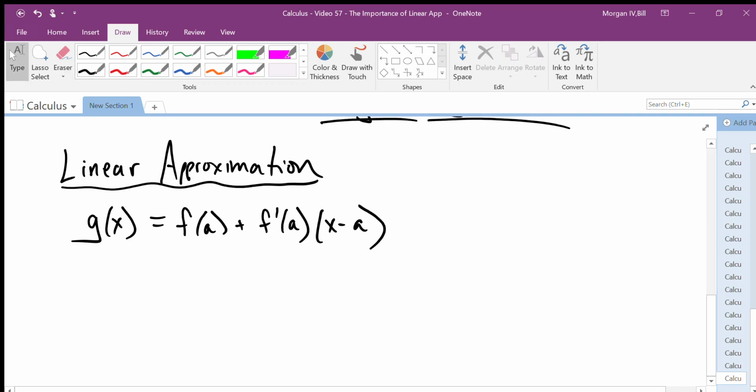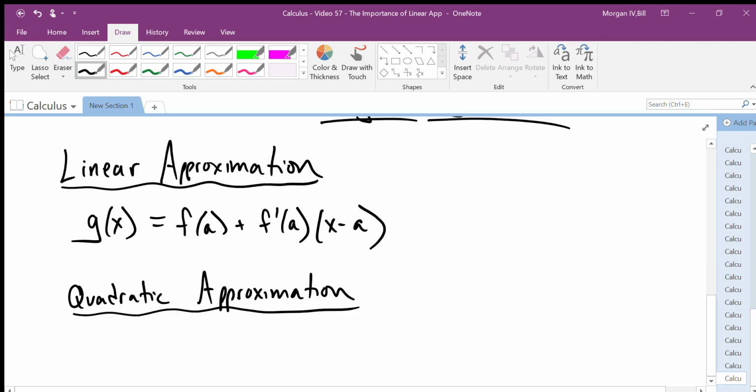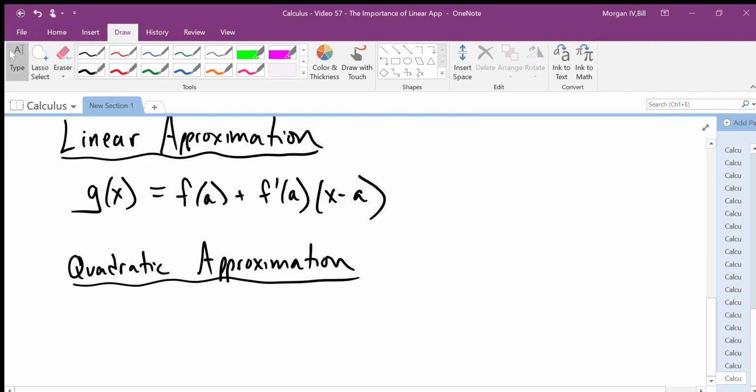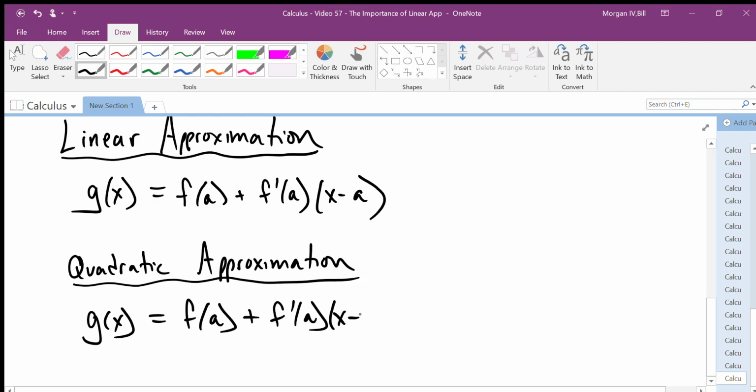But let's go up a degree. Is there a quadratic that will approximate our functions even better? Quadratic approximation. Okay, a quadratic approximation will look like this. G of x is equal to f of a plus f prime of a times x minus a. That should look familiar. It's the same as the linear. Then we're going to add one more term to that.